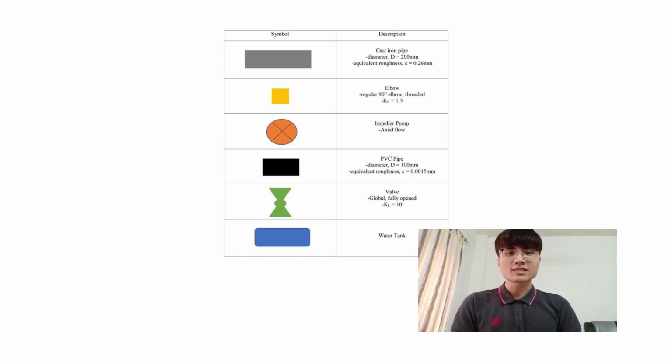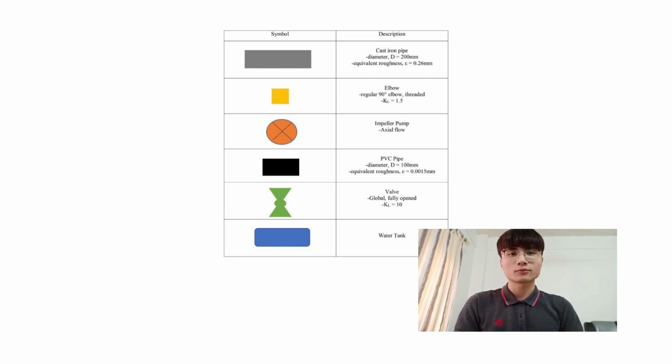The grey rectangle is a cast iron pipe with a diameter of 200 mm and it has an equivalent roughness of 0.26 mm. The yellow square is a rectangular 90-degree elbow, flanged, and it has a minor loss coefficient of 1.5. The orange circle with a cross in it represents the impeller pump. The black rectangle is a PVC pipe with a diameter of 100 mm and it has an equivalent roughness of 0.0015 mm. The green symbol represents a fully open globe valve with a minor loss coefficient of 10. Lastly, the blue rectangle is a water tank which is located 5 meters above ground level for the food court, toilet, and surau.